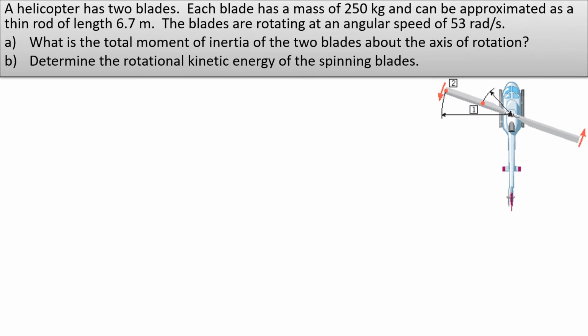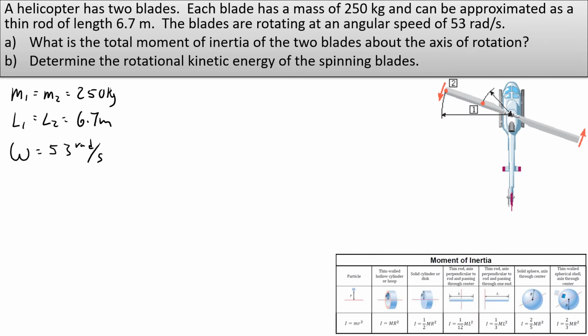So let's write down our given information. If we want, we could say the mass of the first blade is equal to the mass of the second blade. That's 250 kilograms. And then the length, they're the same length, so that's 6.7 meters. They're telling you the angular velocity is 53 radians per second. And we're going to have to figure out the total moment of inertia for the blades. And they're saying to approximate it as a rod, so it's going to be one of these two. Now this is like its own separate rod, so just focus on this one. The axis of rotation is at the end.